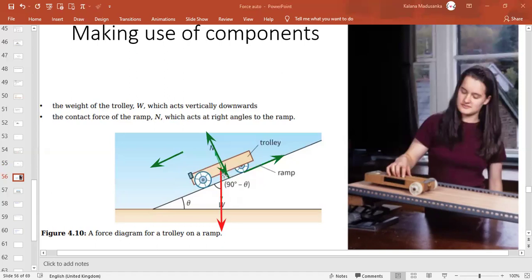So I will take another color. I have to resolve this one into two sides like this, right? So in order to do that, I need some kind of an angle here, right? Is it over here, or this angle, or this angle? However, you have to remember that this ramp angle is actually equal to this angle.